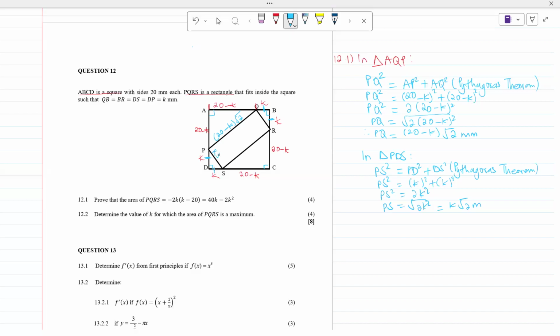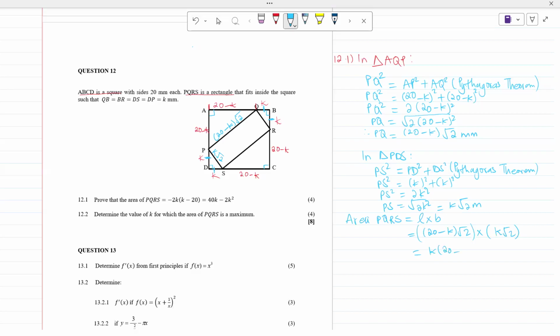Therefore, the area of this rectangle, the area of PQRS, will be what? The length multiplied by the breadth or the width. So if I take PQ as my length, I'm going to get 20 minus K square root of 2. Then I'm going to multiply that by PS, which is going to be K square root of 2. And if I simplify this, this will give me K multiplied by 20 minus K times the square root of 2 all squared.